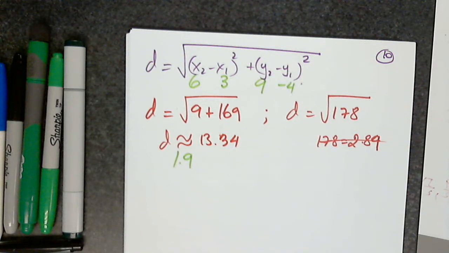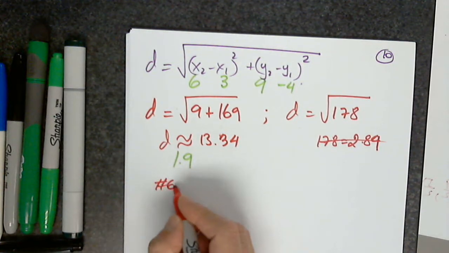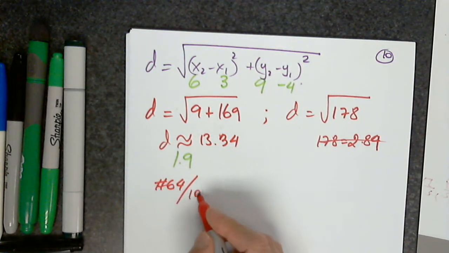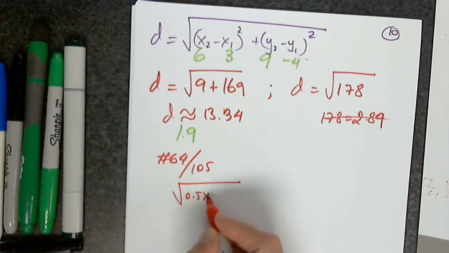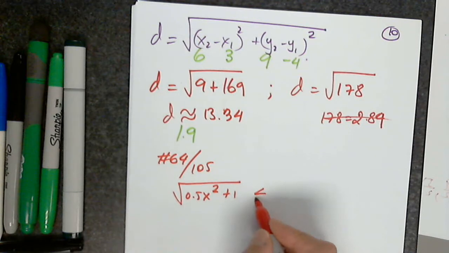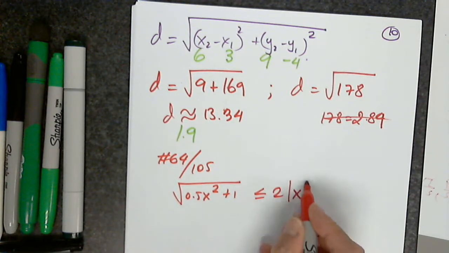Find the solutions of the inequality or find the solutions of the equation. Please choose. You tell me what you would like to look at. 64. And that is on page 105. So this is the square root of 0.5 x squared plus 1 less than or equal to 2 times the absolute value of x.